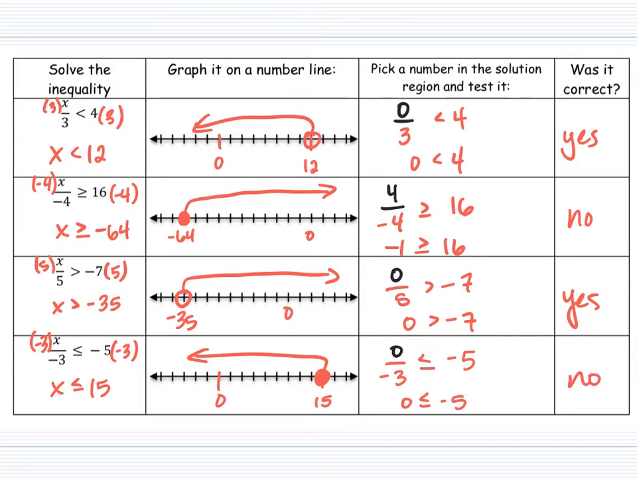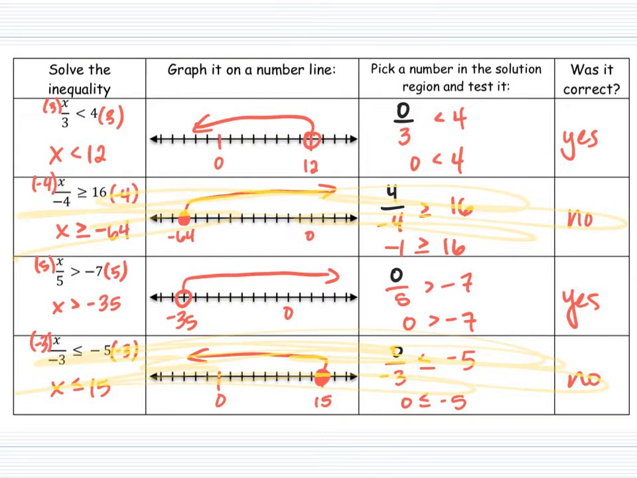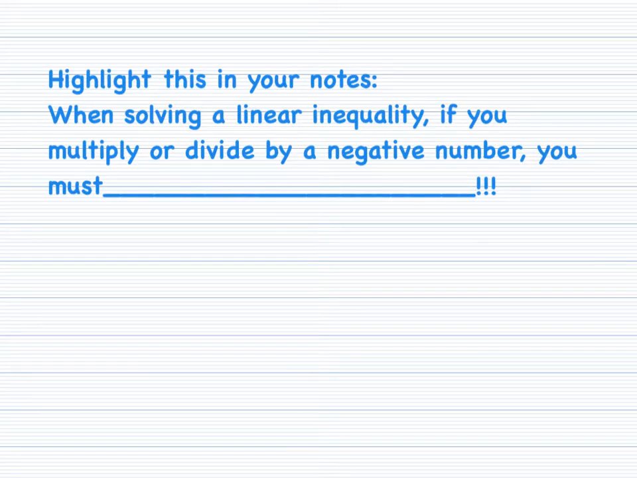So once again, we have some here. This line here didn't work. This line here didn't work. And if we go back to the previous slide, here we divided or multiplied by a negative, and here we multiplied by a negative, and none of those solutions worked out. So what we need to know, and what you definitely need to put in your notes, is that when you solve a linear inequality, if you multiply or divide by a negative number, you must flip the inequality symbol.